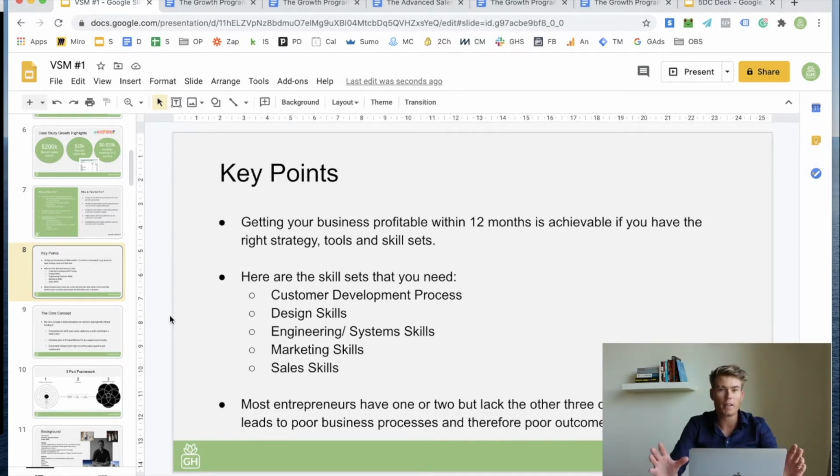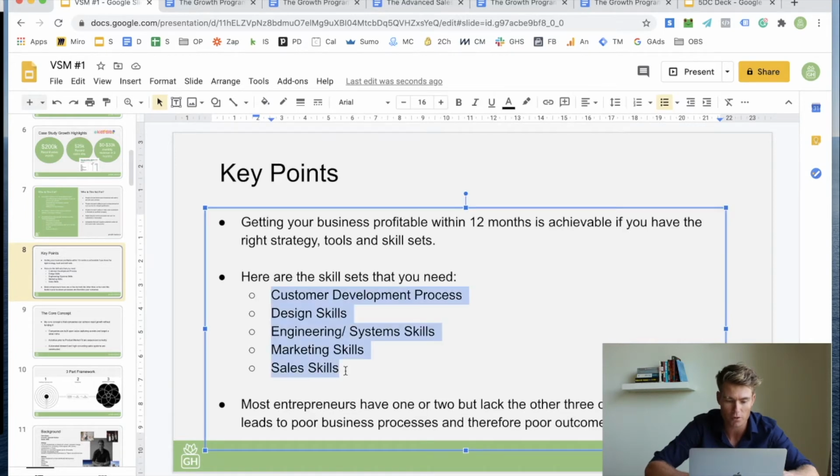Okay guys, so some key points that the program process is based upon. I believe that it is totally achievable for you to take your business from scratch to scale within a 12-month period, but only if you have the right strategies, tools, and skill sets. Now, with regards to the skill sets, these 5 skills are needed by entrepreneurs to ensure success.